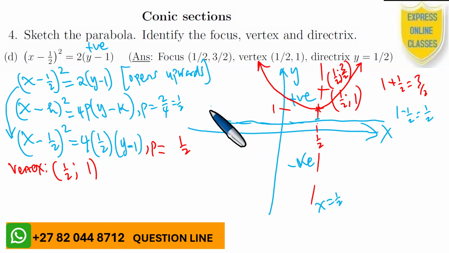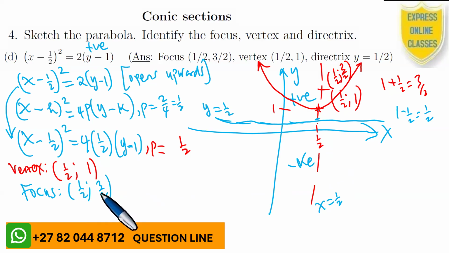So the directrix is going to have the equation y equals 1/2. Which means the vertex is (1/2, 1). For the focus, x will remain 1/2 and then y we added 1/2 to 1 to go up, which means that the focus is (1/2, 3/2).